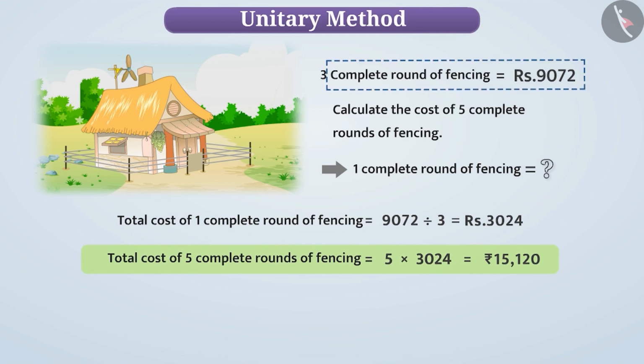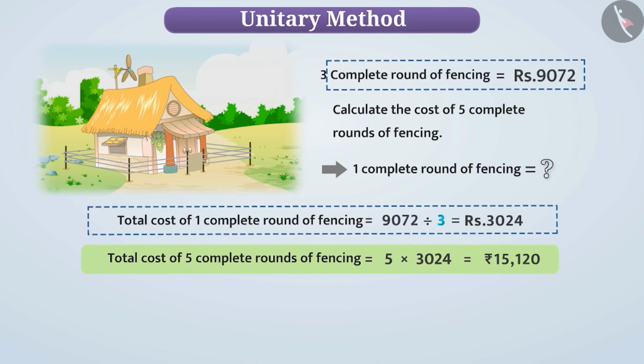Remember that if we are given the cost of more than one object, then dividing the cost with the number of objects would result in the cost of one object. Then, the outcome is multiplied with the number of objects to get the cost of as many objects as wanted.